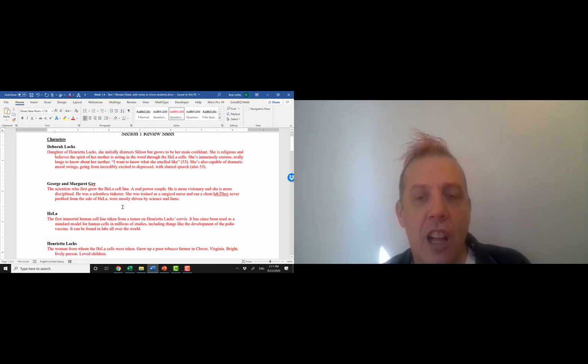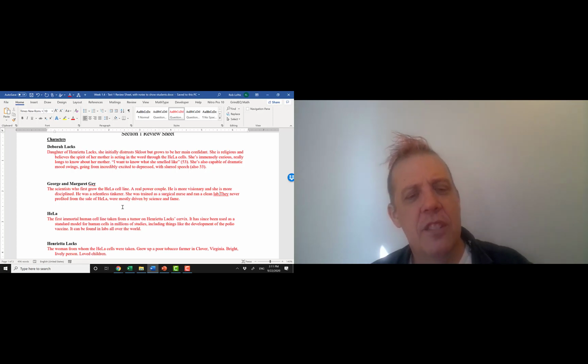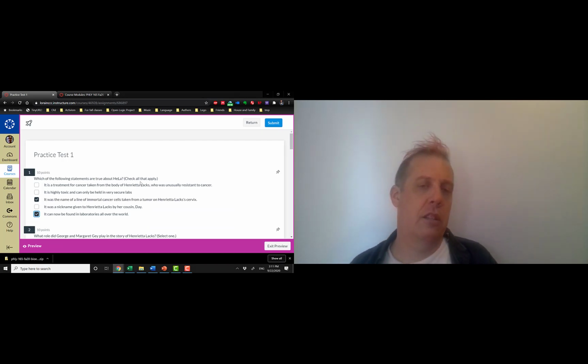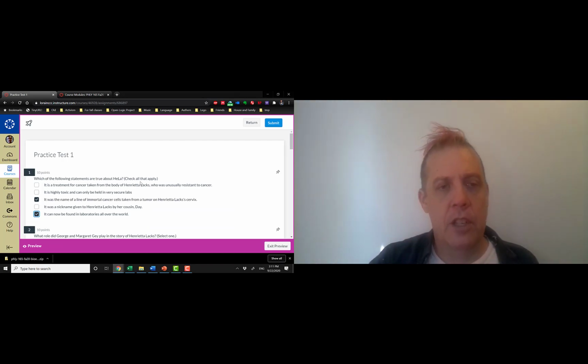First immortal cell line, used as a standard model for studies, including things like development of the polio vaccine. It can be found in labs all over the world. There's nothing in here about it being toxic. And if you remember, actually, we've got some in a refrigerator on campus at LCCC. So if you think it through, this toxic one is the tricky one, and you'll realize that can't be right. So the correct answers are these two.